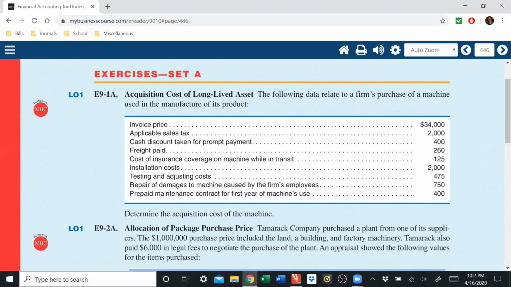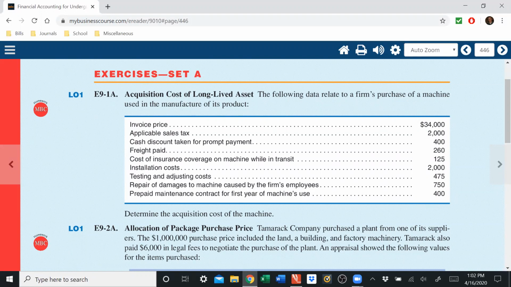And let me use this as my mouse here. Where is it? It's not showing up for some reason. We had to pay the installation costs. We had to pay the testing and adjusting costs.